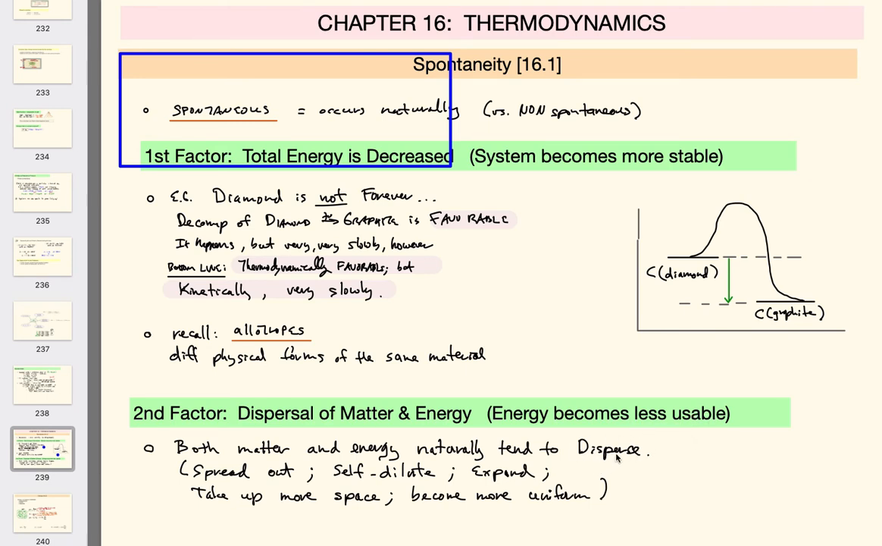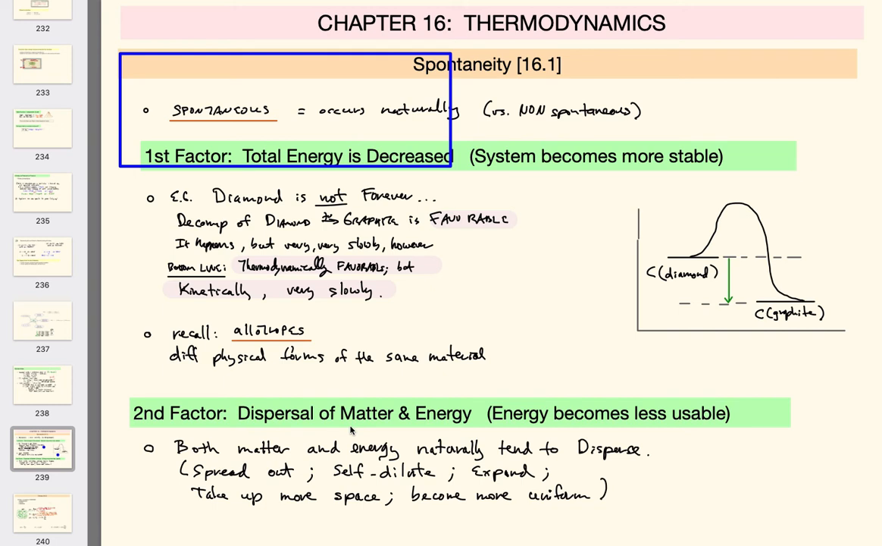See, the energy from the heat of your refrigerator came out the back of the refrigerator, just started filling the room up, and it went everywhere. So when we say matter or energy is dispersed, what do I mean? It spreads out. It's self-diluting. It expands. It takes up more space. It becomes more uniform. You just use whatever phrase you want.